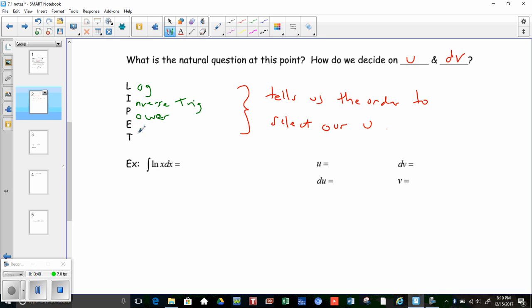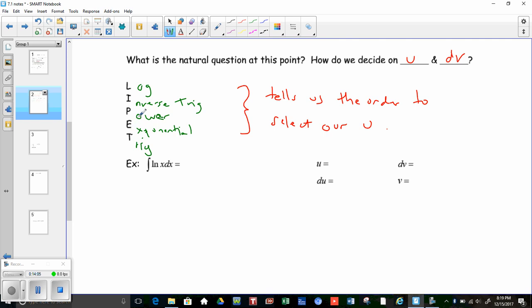E then stands for exponential. So if we don't have any of the rest of these, we'd look for that one, exponential. If we have an exponential function, it would be our u. And then the last thing we would look for is just standard trig functions. So LIPET, L-I-P-E-T, it's the acronym that we use. So hopefully you guys will remember eventually that LIPET is the way to think about what is going to be your u value.